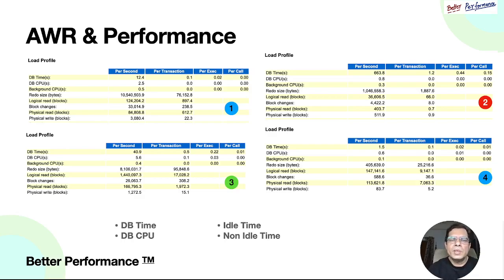What is DB time? DB time is basically the sum of DB CPU and non-idle time. Let us understand what DB CPU is. DB CPU is the time used by foreground and background processes, that is, how much time the CPU is involved in processing foreground and background processes. Whereas idle time is whenever a process which is trying to execute something is sitting idle and waiting for any trigger or any work to be done by the background or a foreground process.